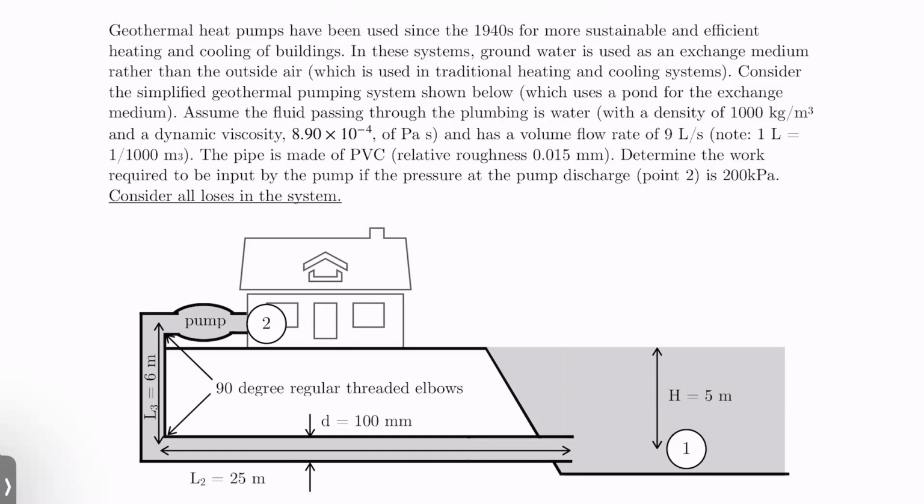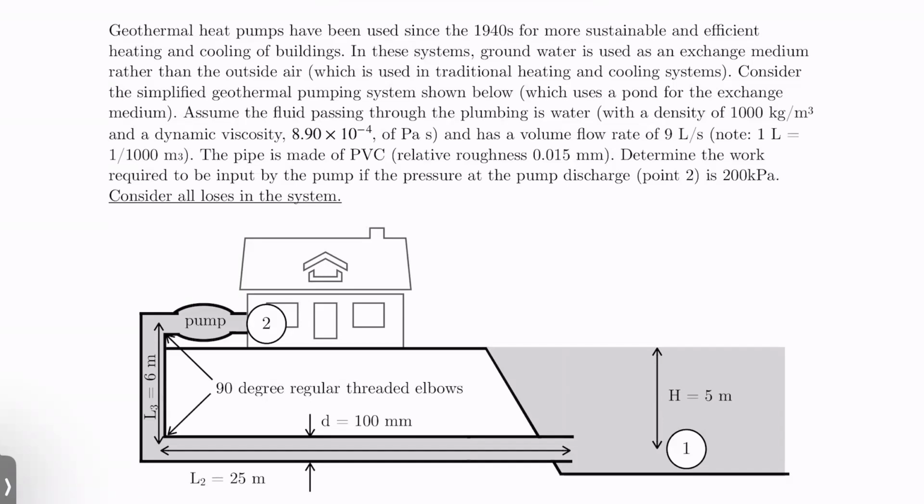So I've given you the density and the dynamic viscosity. Note, I'm also using SI units. And the system has a volume flow rate of 9 liters per second. And I've given you the conversion from liters to cubic meters. The pipe is made of PVC. I've also provided you already with the relative roughness, so you don't need a table for that.